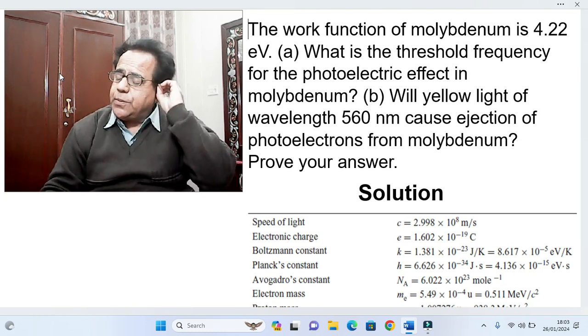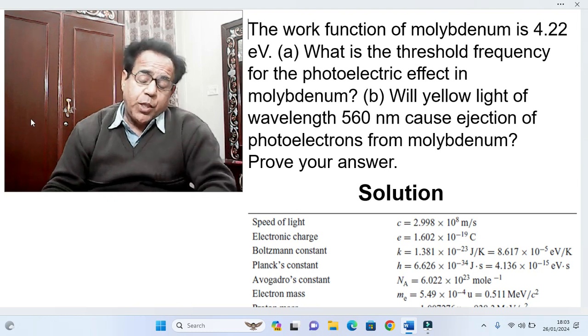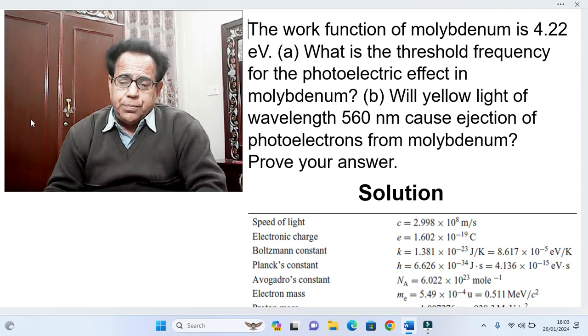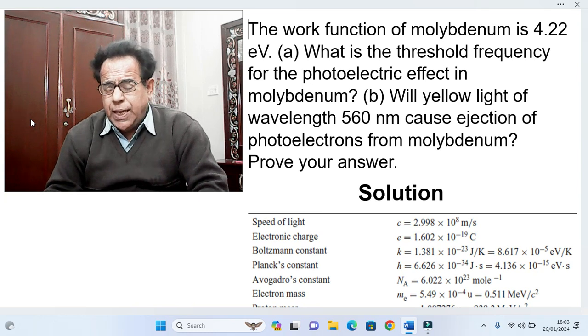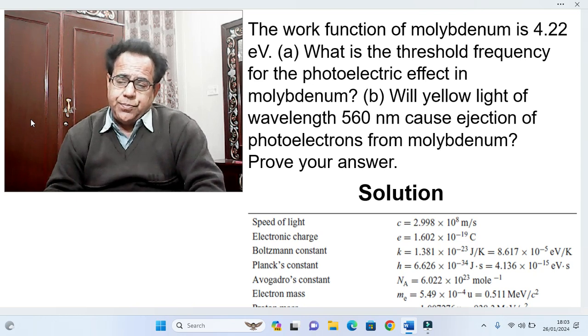This is our next problem, having been chosen from the same book, Modern Physics by Paul A. Tipler. As usual, we first come to its statement. The work function of molybdenum is 4.22 electron volt.